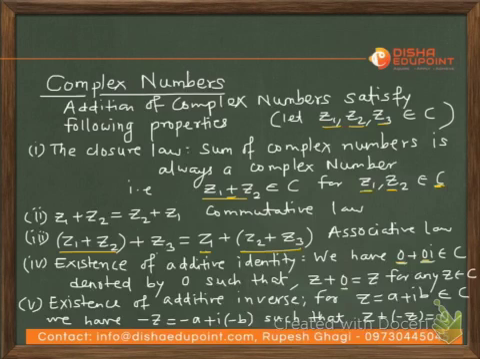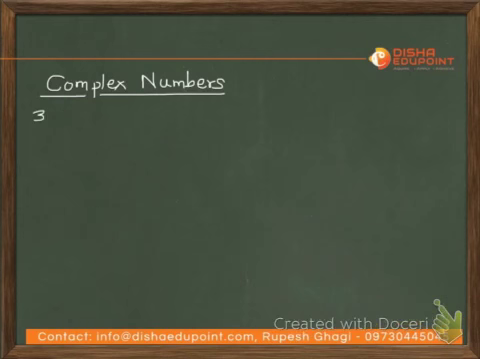This 0 is nothing but the additive identity. So for every z we have a number minus z such that z plus minus z will be equal to 0. So for every number there will be an additive inverse. So these are the properties which are followed by the addition operation.